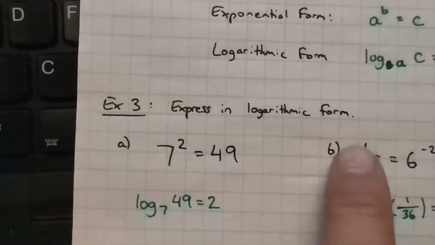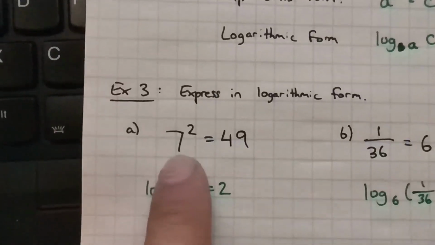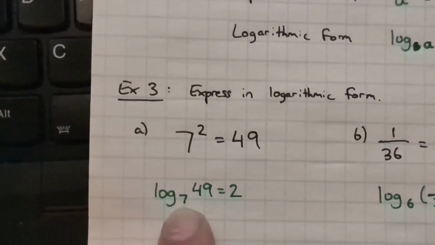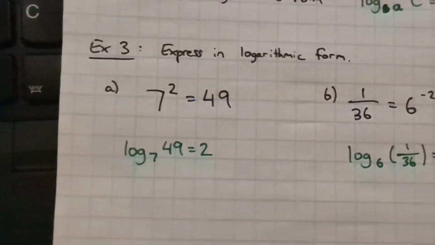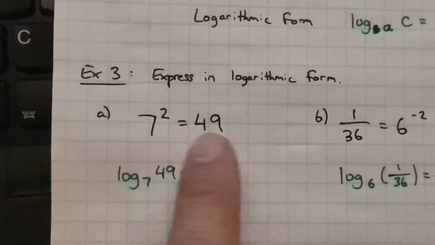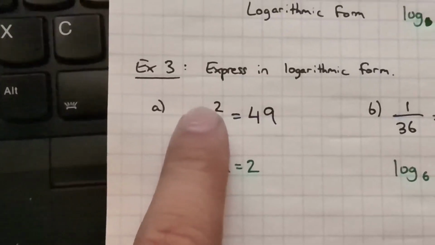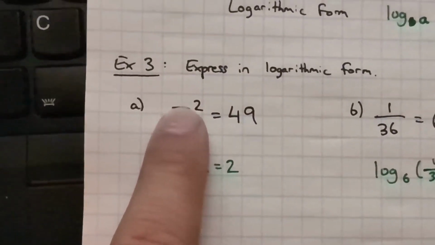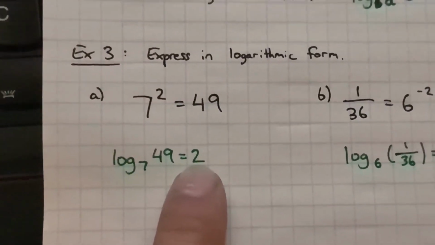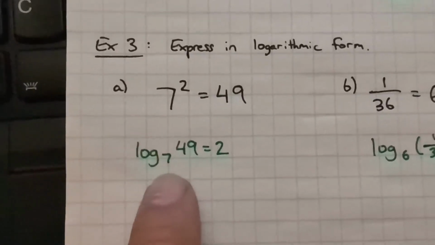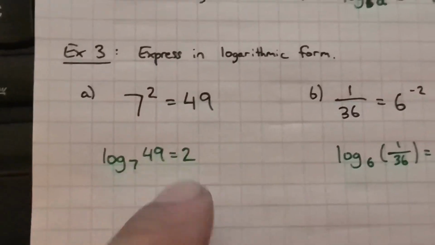So expressing these answers in logarithmic form, we're going to do the same thing. Match up your base. The base of this exponential is 7. The base of our logarithm is 7. The answer to our exponential equation is now the argument of our logarithm, and our exponent in our exponential form is now what that whole log is equal to. So this is basically saying 7 to the power of what gives you 49? Well, 7 to the power of 2 would give us 49.